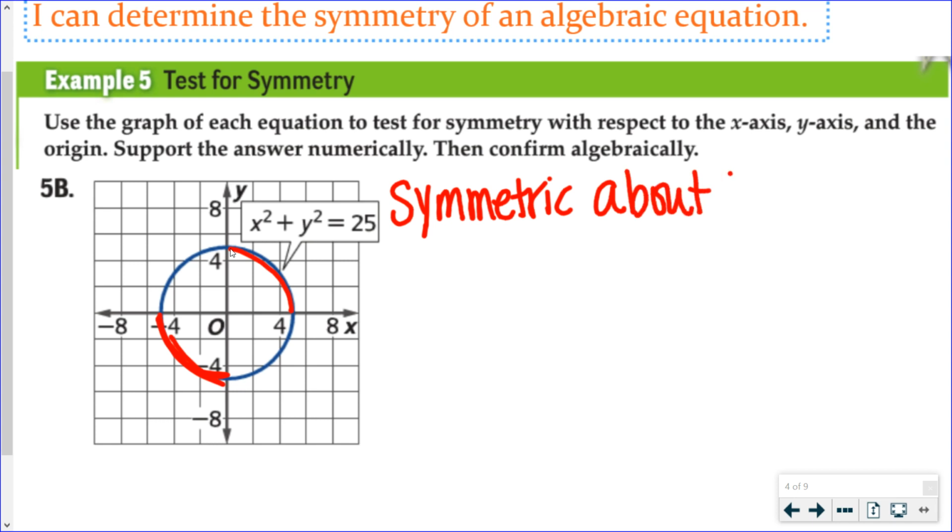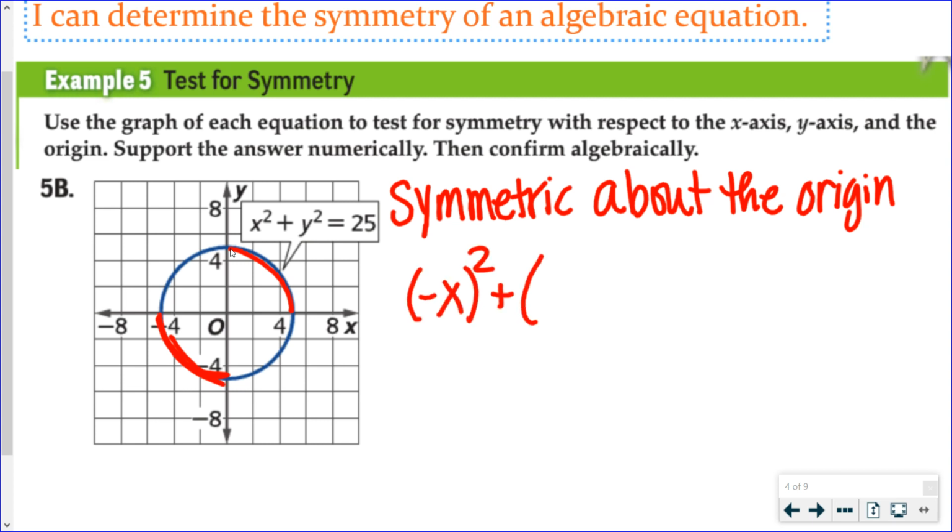Symmetric with respect to the origin. I've heard it said both ways. So to test this one, we have to change x to negative x and y to negative y. So if we plug in negative x for x and negative y for y, we should get the same equation.